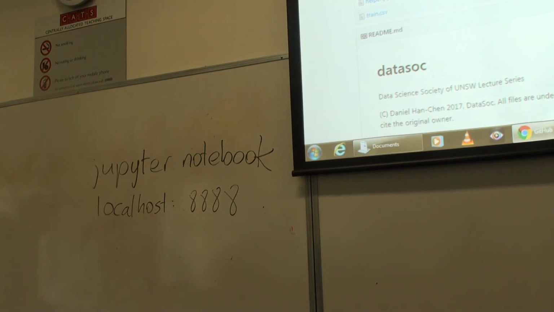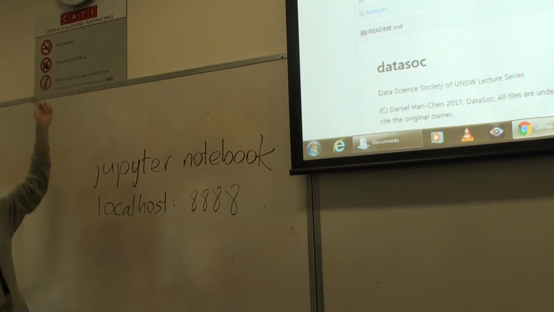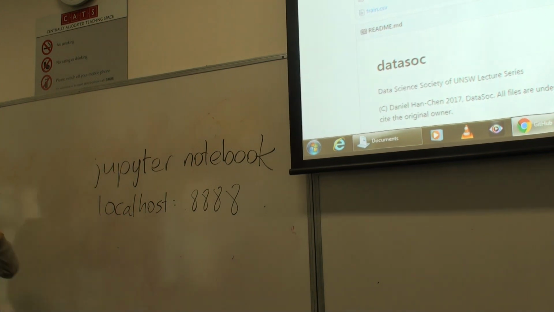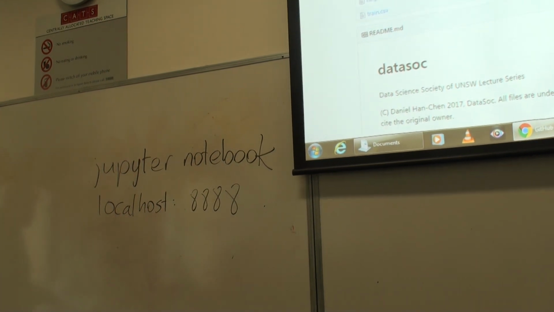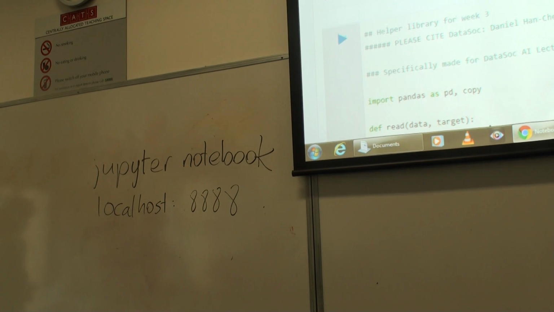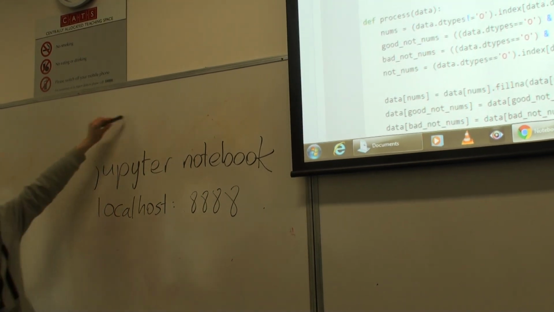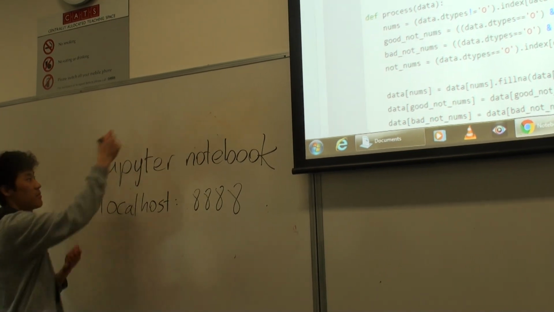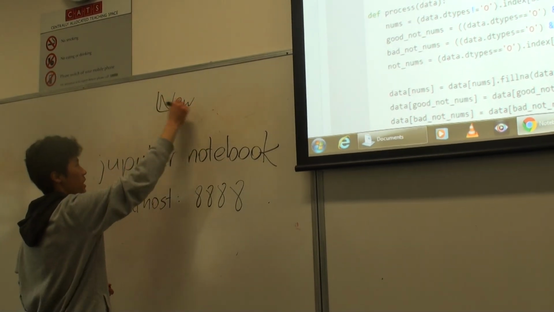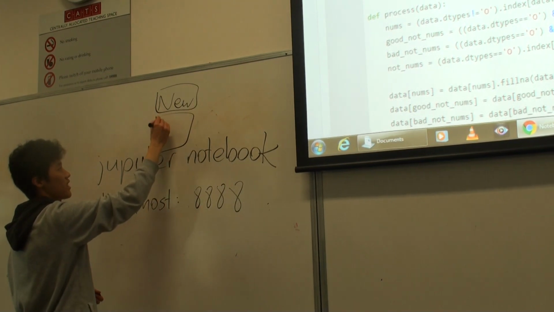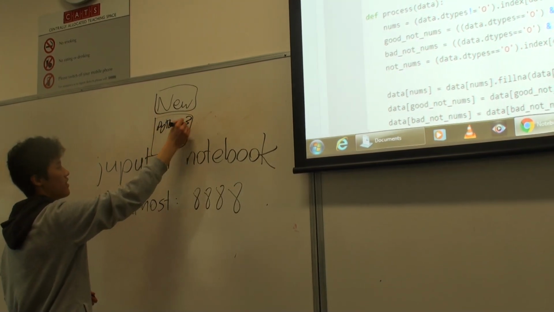Once you open it, if you go to the top right hand corner, there will be a new button. If you click new, just click Python 3. We can't show it here, but if you go to the right hand corner, there should be a new button. And if there's a drop down, just click Python 3.